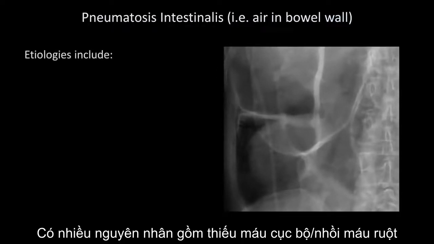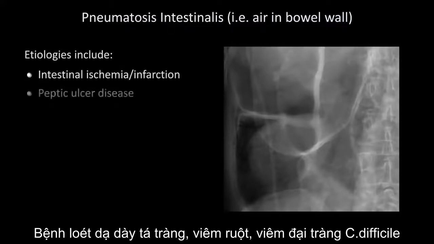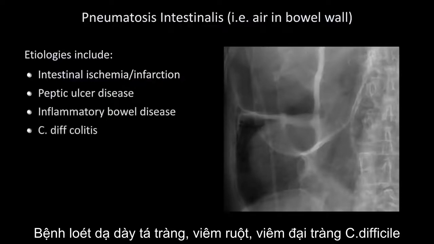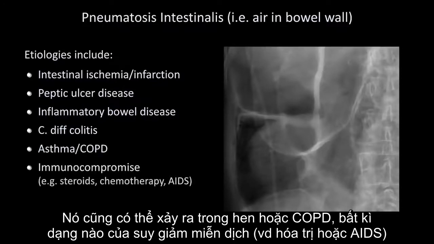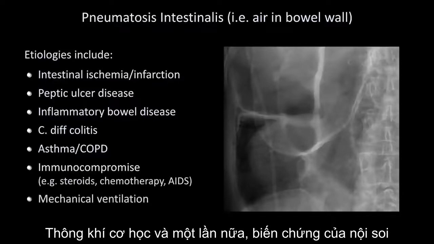There are many etiologies, which include intestinal ischemia and infarction, peptic ulcer disease, inflammatory bowel disease, C. diff colitis. It's been observed to occur in asthma and COPD, any form of a significant immunocompromise, including steroid use, chemotherapy, and AIDS, mechanical ventilation, and, once again, as a complication from endoscopy.